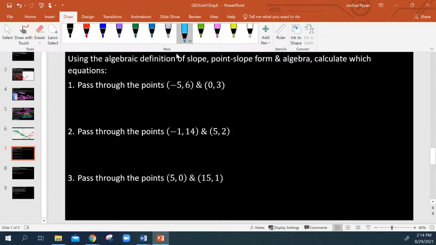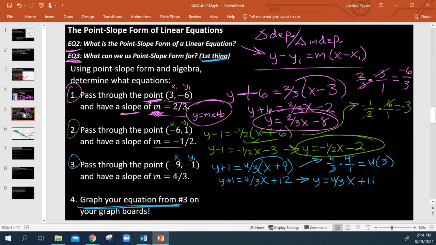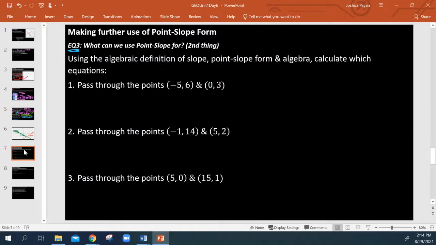Now what if we have only 2 points? Well, that's why there's a second thing. The first thing is when we have only a point and a slope. The second thing is when we only have 2 points. The reason we're able to do that is because slope can be calculated with just 2 points, assuming this is linear. Our change in y over our change in x is the same thing as y1 minus y2 over x1 minus x2.